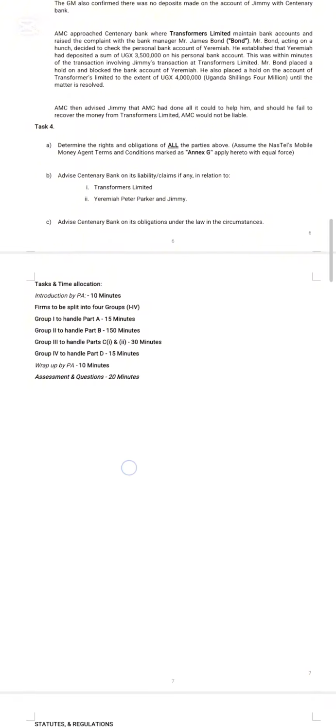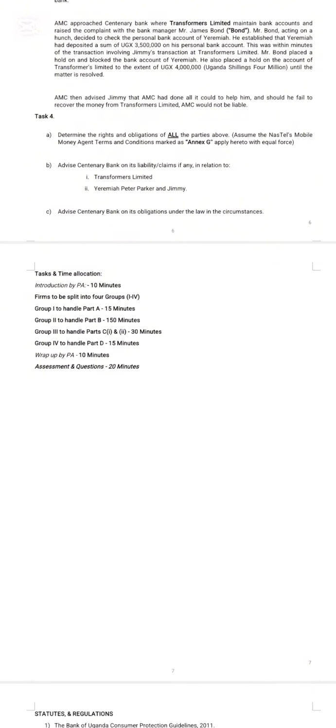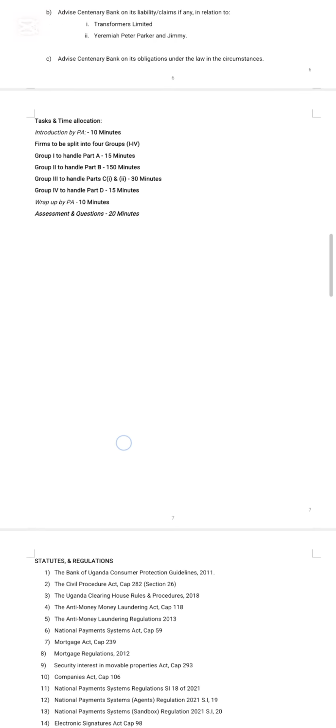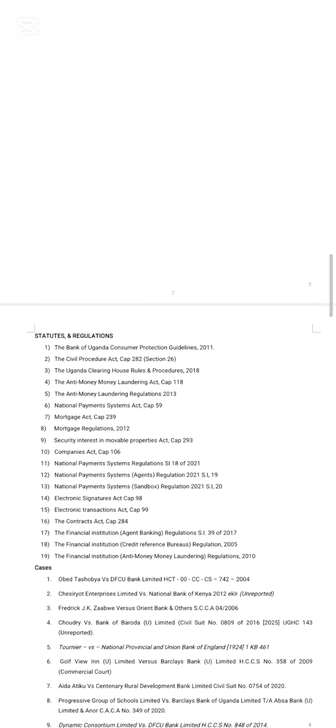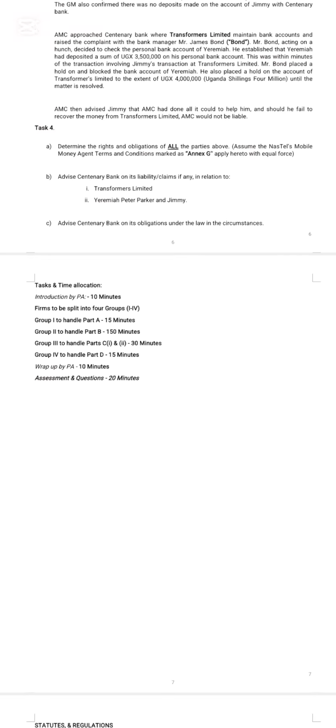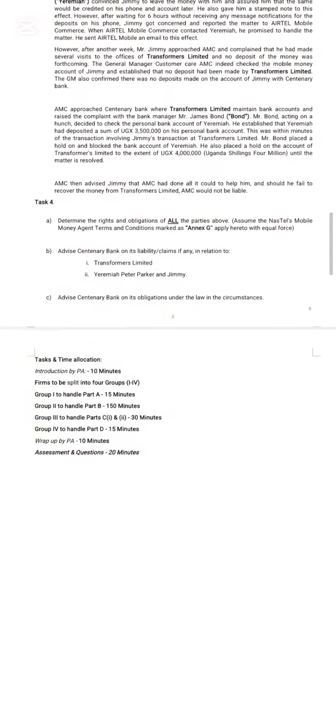So basically, we shall look at the liabilities of the bank as a principal, and the liabilities and duties of the agent. Advise Centenary Bank on its liability. The bank is always liable for the acts of the agent, among others. So basically, that will be for workshop one, what we shall be looking at.